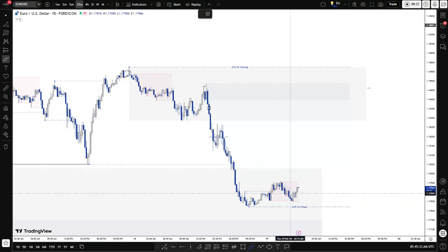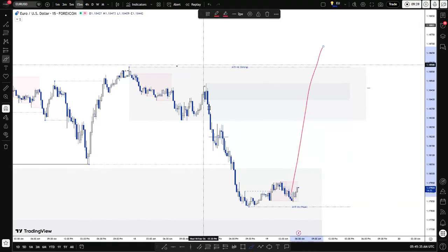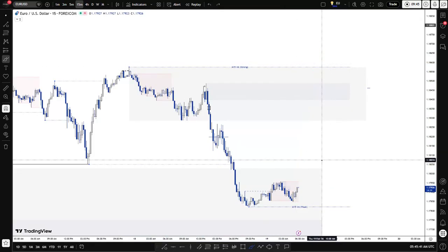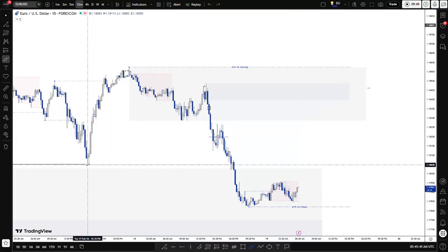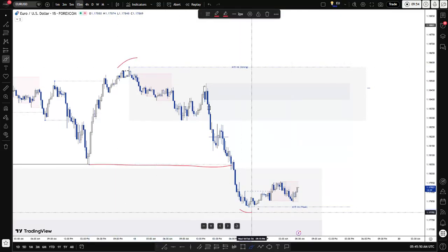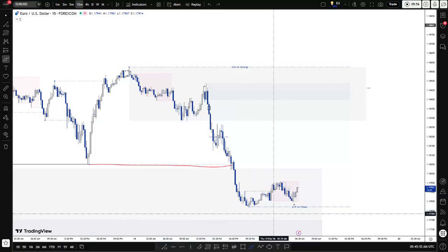So for longs, I will only be interested once this internal shifts bullish, and then I'll be happy to look for longs. Currently, I'm only interested in looking for shorts. So for shorts, this is my internal range. It's bearish. That is the bearish internal break of structure. This is my strong internal high, and this is my weak internal low.